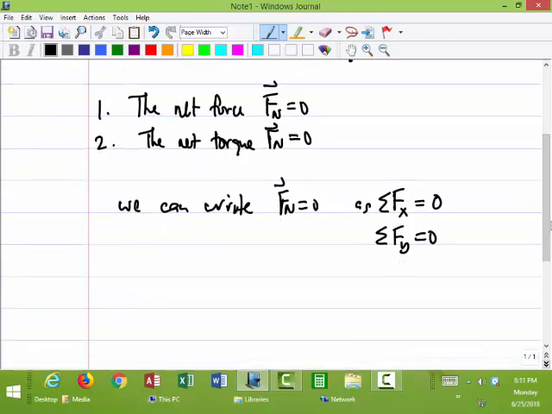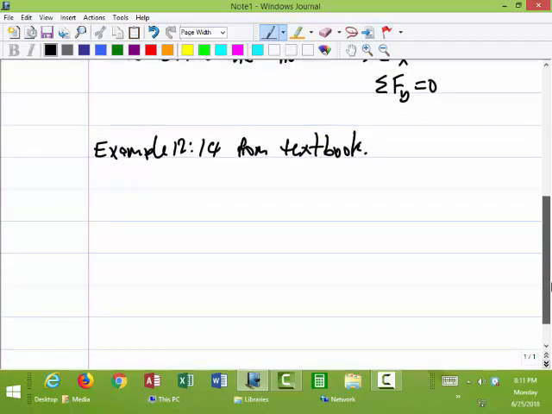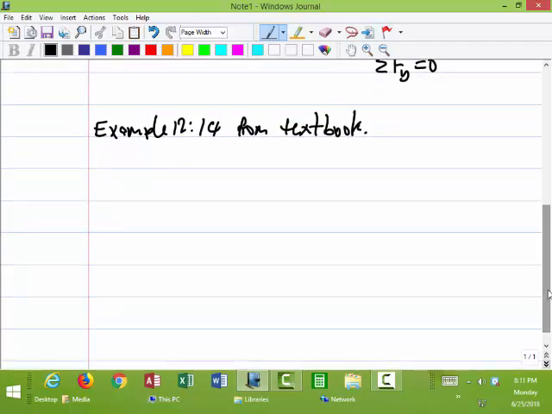Let's illustrate this with an example from your textbook. This is example 12.14. In this example, we are supposed to find the force on a tendon of the arm, and the diagram is as follows. I will not write the whole exercise out because it is already in your textbook, Knight, Field and Jones, third edition.